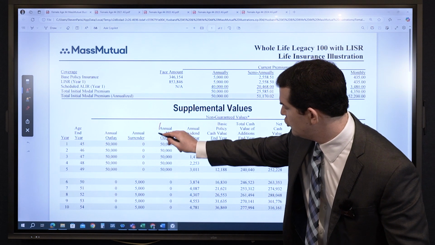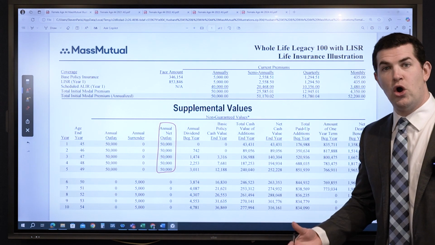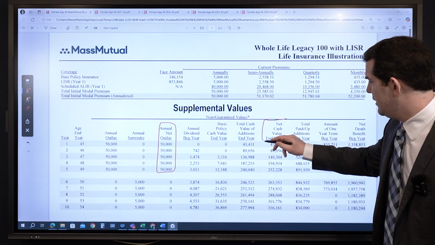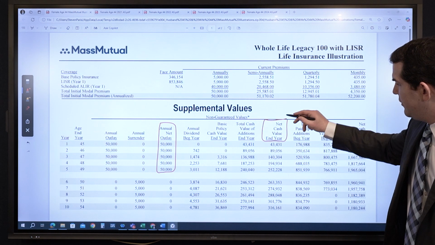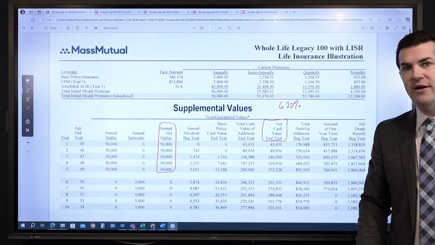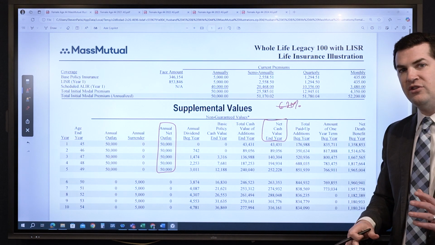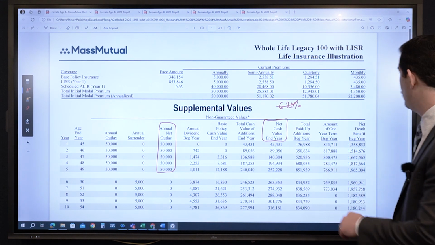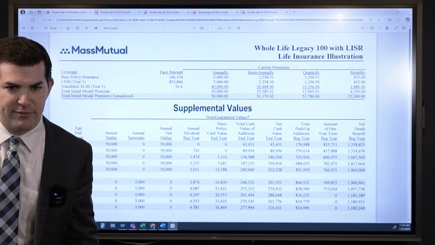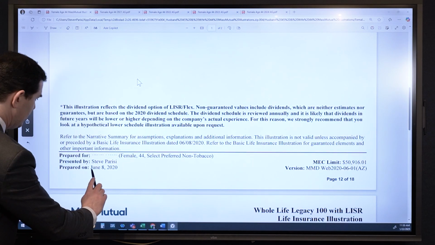So here's the original plan. She wanted to fund $50K per year for 5 years, which is a total of $250,000. Here is her money column. Now, this money column is based on the 2020 dividend interest rate of 6.20%. That is not what the policy will grow by, but that is the current gross crediting rate that is assumed with this illustration. And where we can see that is if we scroll to the bottom of this illustration, here we go, you'll see that the date was 2020.